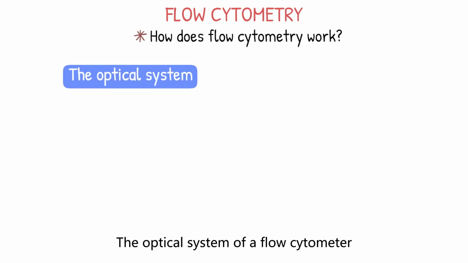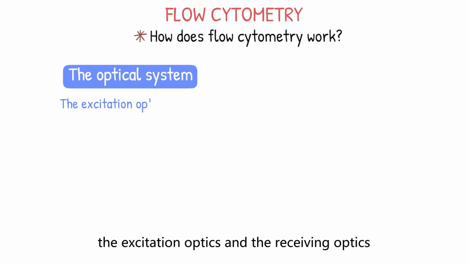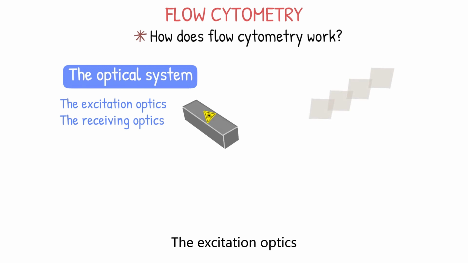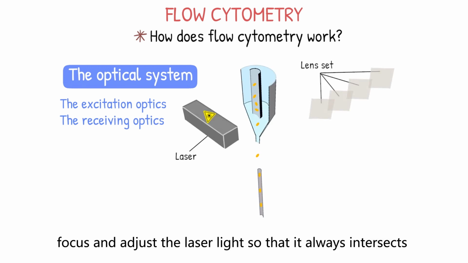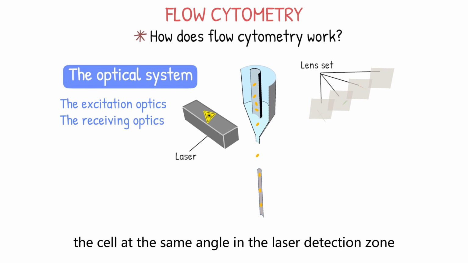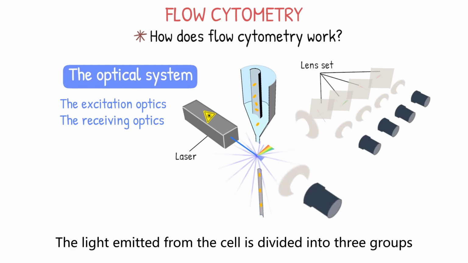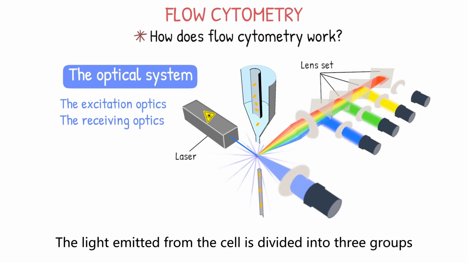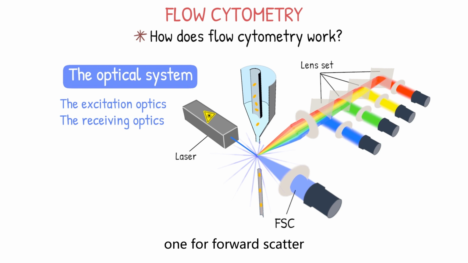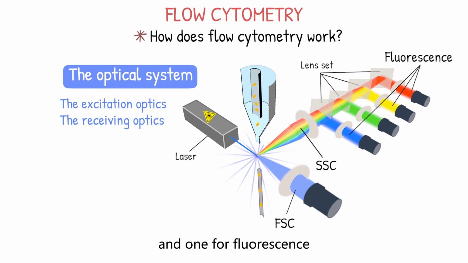The optical system of a flow cytometer consists of two components, the excitation optics and the receiving optics. The excitation optics, laser and lens set, focus and adjust the laser light so that it always intersects the cell at the same angle in the laser detection zone of the flow chamber. The light emitted from the cell is divided into three groups: one for forward scatter, FSC, one for side scatter, SSC, and one for fluorescence.